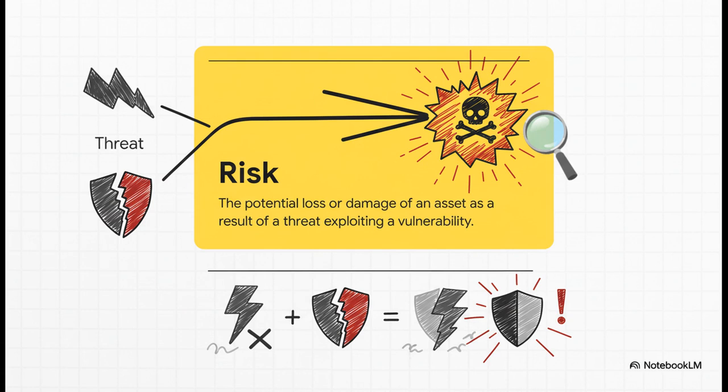Okay, so if a threat is what could happen, and a vulnerability is the weakness that allows it to happen, then what is risk? Well, risk is what you get when a threat meets a vulnerability. The formal definition, which you should know, is the potential loss/damage of an asset as a result of a threat exploitation using vulnerability. Basically, it's how we measure the actual danger. See, you can have a threat with no weakness, or a weakness with no threat, and in both those cases, your risk is pretty low. But when those two line up perfectly, that's when you have a high risk of something really bad happening.